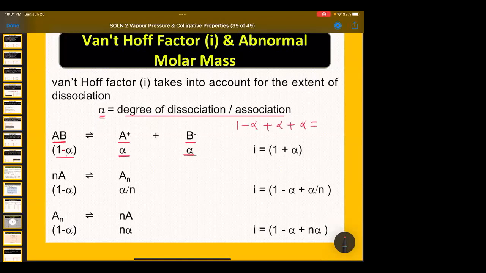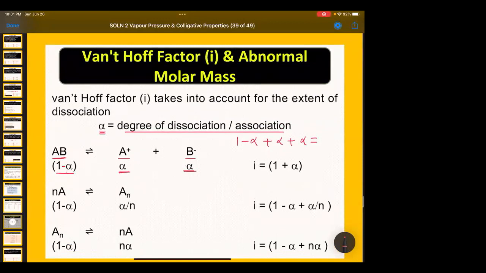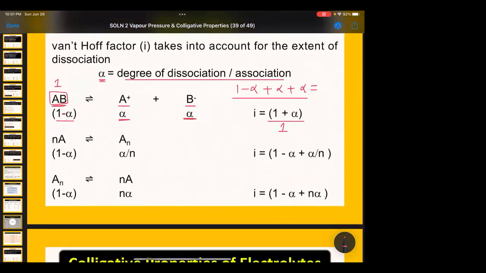So i is the observed, actual number of particles divided by the original formula units which you put. The original formula unit which you put was 1 mole, but after dissociating, the total particles will be 1 minus alpha plus alpha plus alpha, so it will be 1 plus alpha. So i equals the observed number of particles divided by the original formula units which you put into the solution. Is it clear? Hanifa and Samira? Yes, sir.